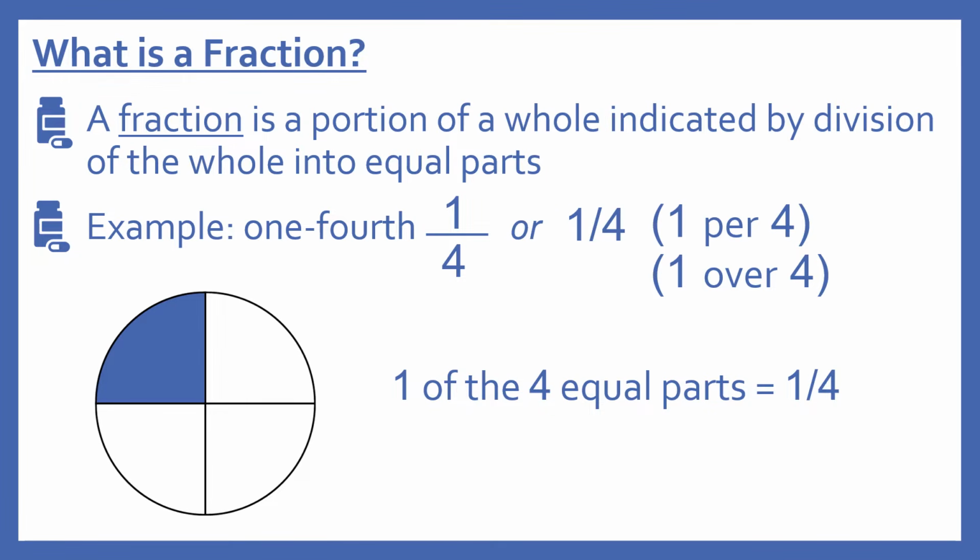A fraction is a portion of a whole indicated by division of the whole into equal parts. So for example, 1/4 can be said as one fourth or one quarter. So 1/4 means one of 4 equal parts. So you can see I have a pie shape here, and we have one of the parts shaded. It's divided into 4 equal parts and we have one part shaded. So one of the 4 equal parts, that would be 1/4.